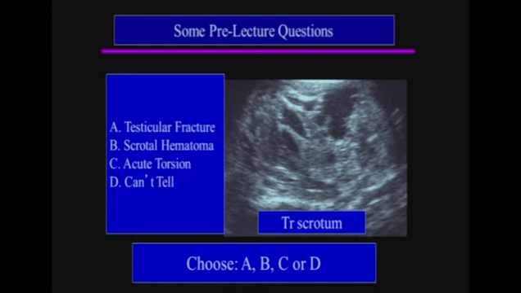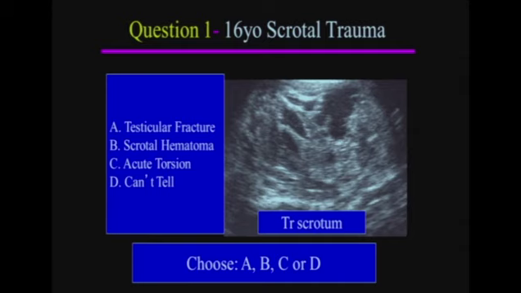Here are some pre-lecture questions that one could look at now and not know the answer, but hopefully at the end of these cases one will know the answer. There is an image and 4 choices. There's a transverse scrotal image, and the question is: is this a testicular fracture? Is it a scrotal hematoma? Is it acute testicular torsion, or one can't tell? We'll eventually find out in this 16-year-old with scrotal trauma.